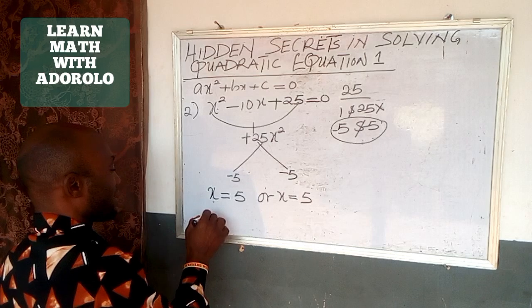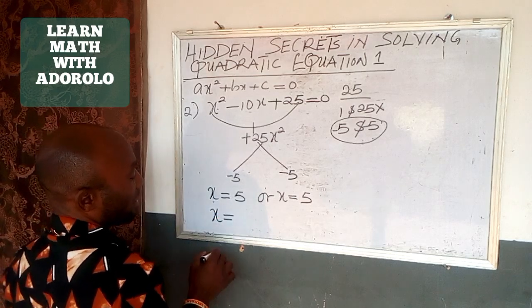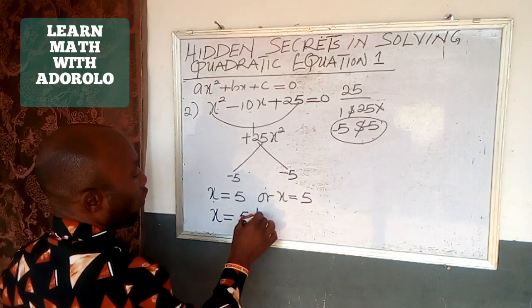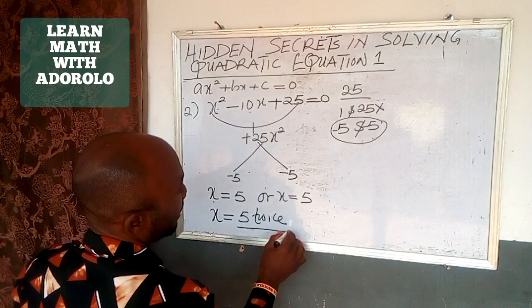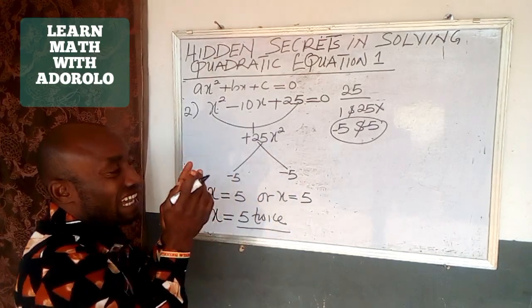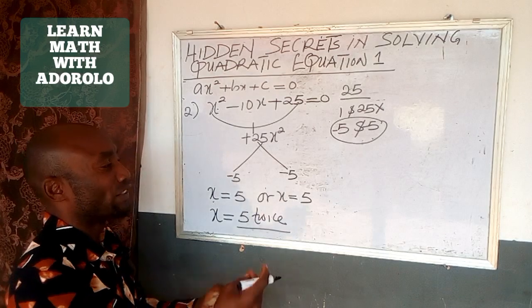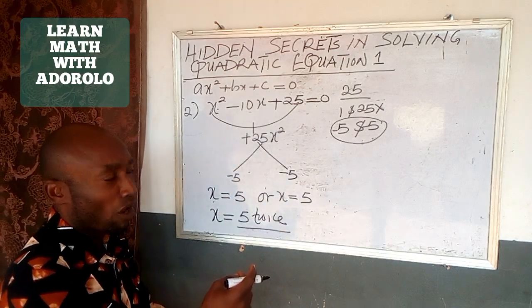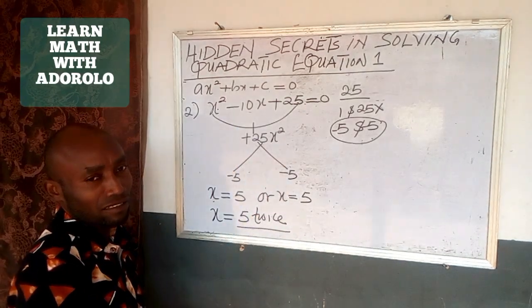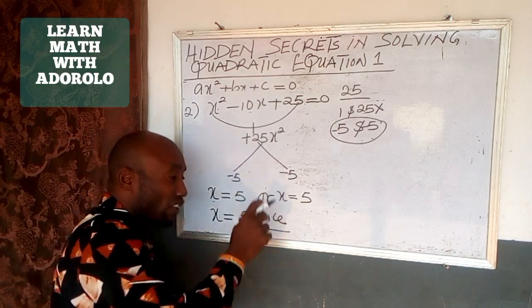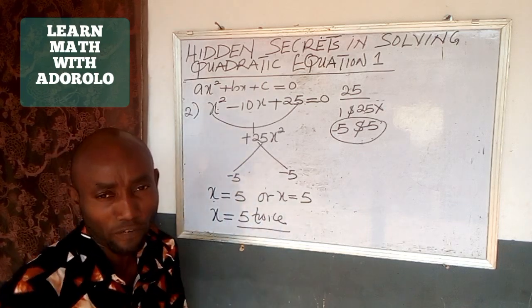5. Since the answers are the same, your final and correct answer will be 5 twice, because the answers are the same. What you do, if the signs are different, you interchange the sign. That will give you the answer. But if the signs are the same, you what? You alternate the sign. The opposite of negative is what? Is positive. And that is our final answer.